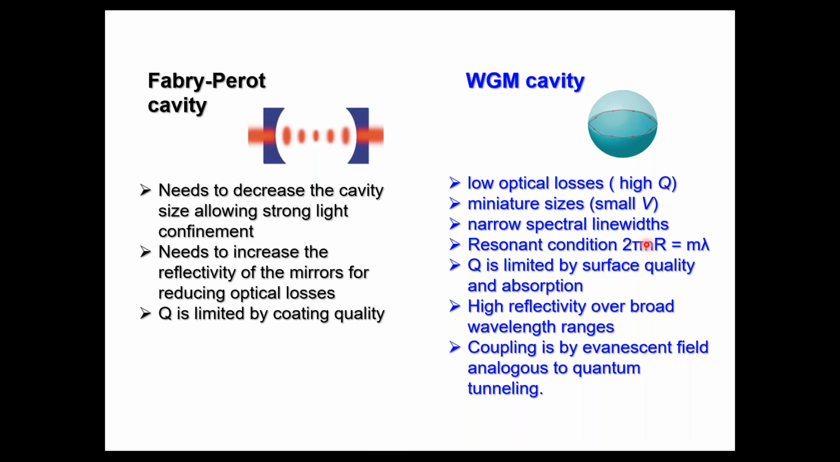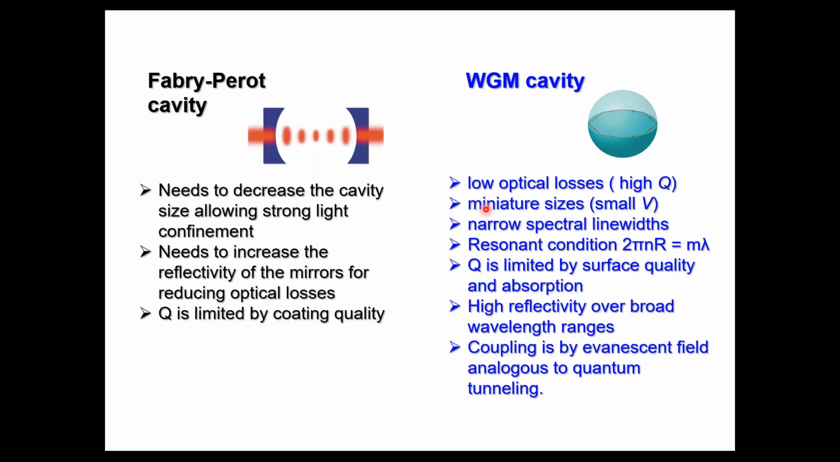So let us have a comparison between the Fabry-Perot cavity and the WGM cavity. The Fabry-Perot cavity needs to decrease the cavity size, allowing strong light confinement. As we mentioned earlier, the size of the cavity is very important. So this separation we have to decrease, and also it needs to increase the reflectivity of the mirrors for reducing optical losses. Q is limited by coating quality, as we have mentioned earlier.